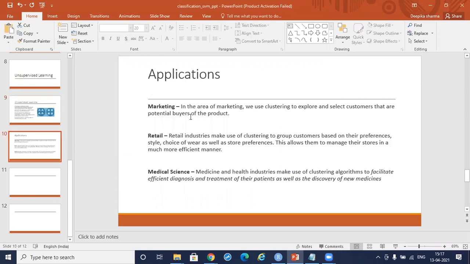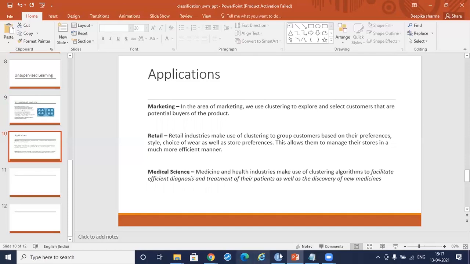Certain applications are present, such as marketing. In the area of marketing, we use clustering to explore and select customers that are potential buyers of the product. In the retail industry, it makes use of clusters to group the customers based on their preferences, styles, choice of wear, as well as store preferences. In medical diagnosis applications, industries make use of clustering algorithms to facilitate efficient diagnosis and treatment of their patients, as well as the discovery of new medicines.